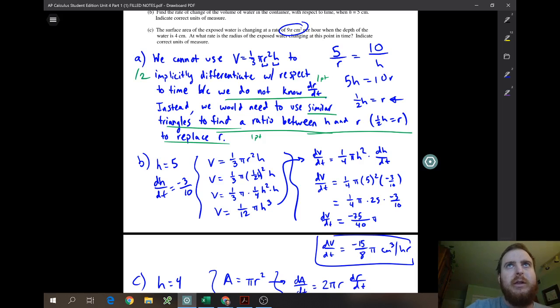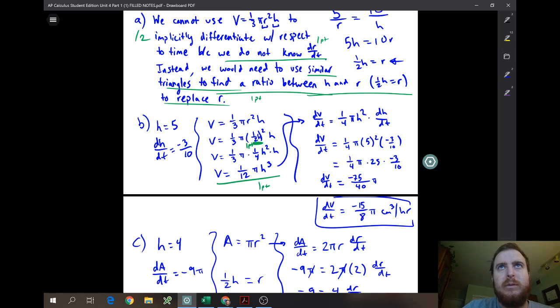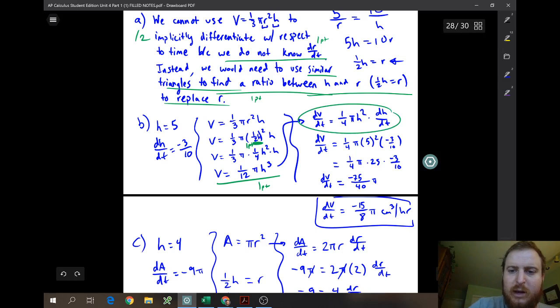So this next one, you got 1 point for somewhere plugging in the 1/2 h. Okay, we're talking about r equals 1/2 h. Doing that was 1 point. Then getting V to this line, that was worth a 2nd point. Then solving right here and getting this right here was worth 2 points.